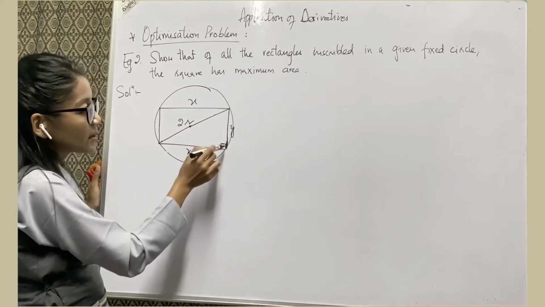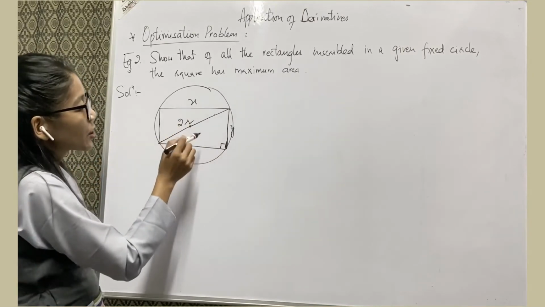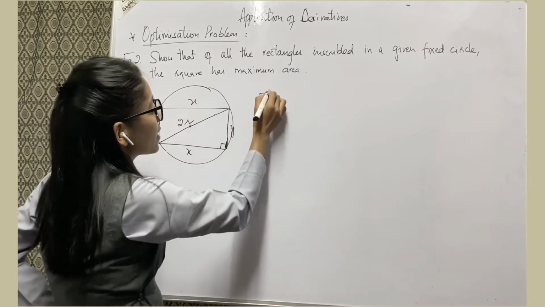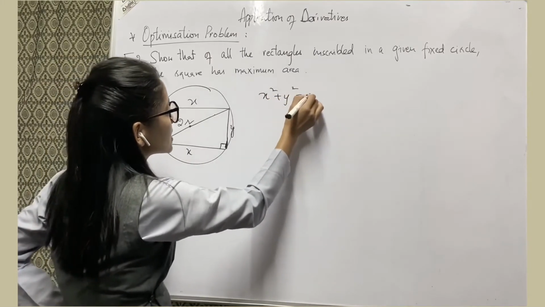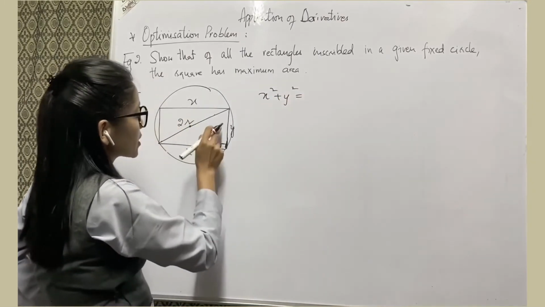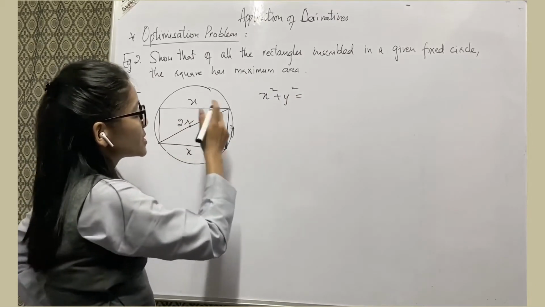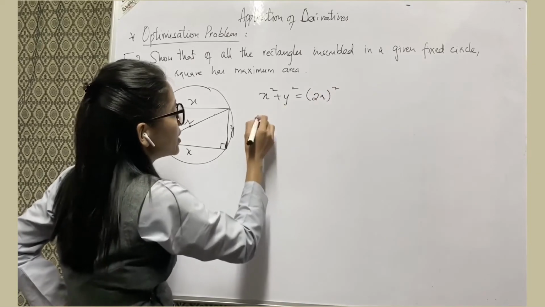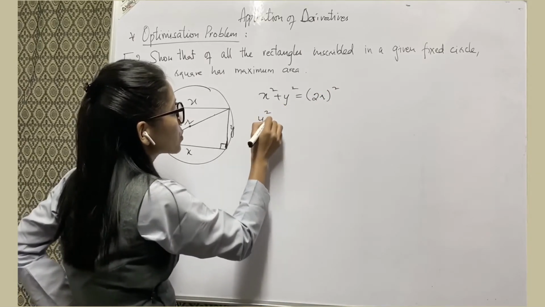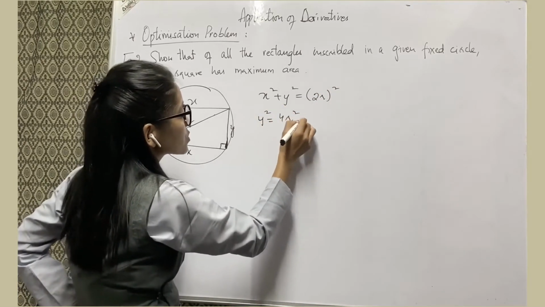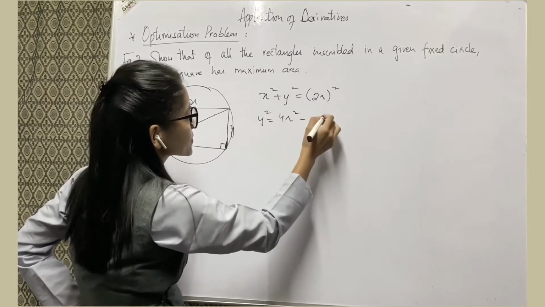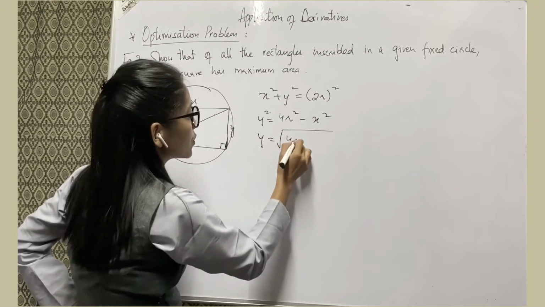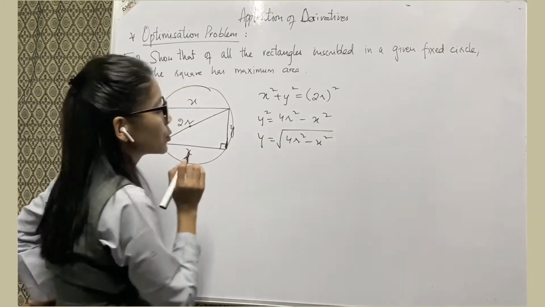Since it's a rectangle, the angle is 90 degrees. Now in a right triangle, by Pythagoras theorem, what do we have? Perpendicular square plus base square is equal to hypotenuse square, so x square plus y square is equal to 2r whole square. So I have y square is equal to 4r square minus x square. So y is equal to square root of 4r square minus x square, right?